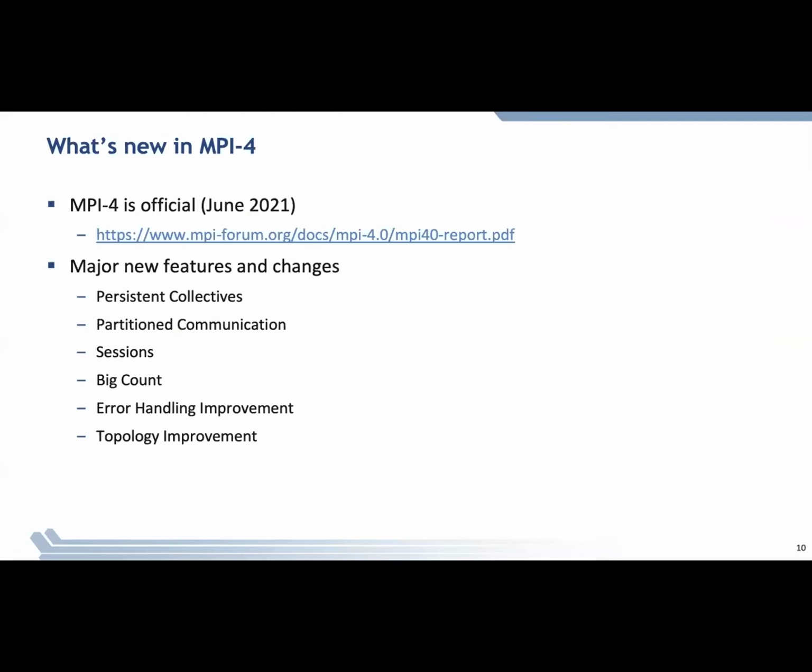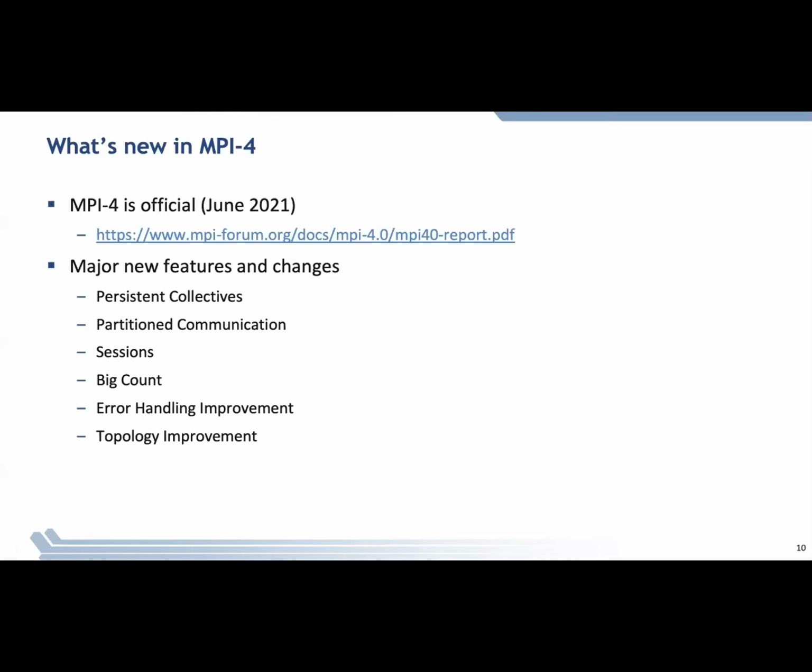So MPI 4, as I said, is official in June. And the new features are persistent collectives. There's something called partitioned communication. There's another feature called MPI sessions that allows you effectively to call a version of init and finalize multiple times in your program, which MPI previously didn't let you do. You could call init and finalize only once. This is a way of doing it multiple times, for libraries and so forth.